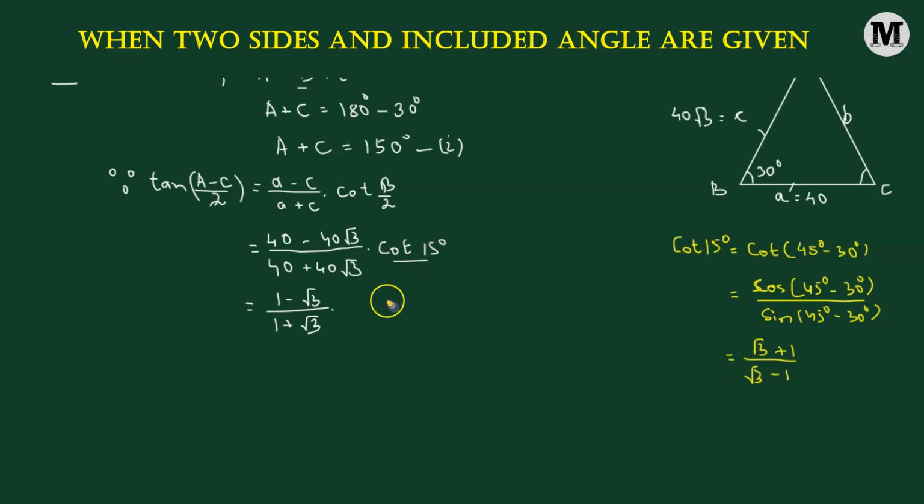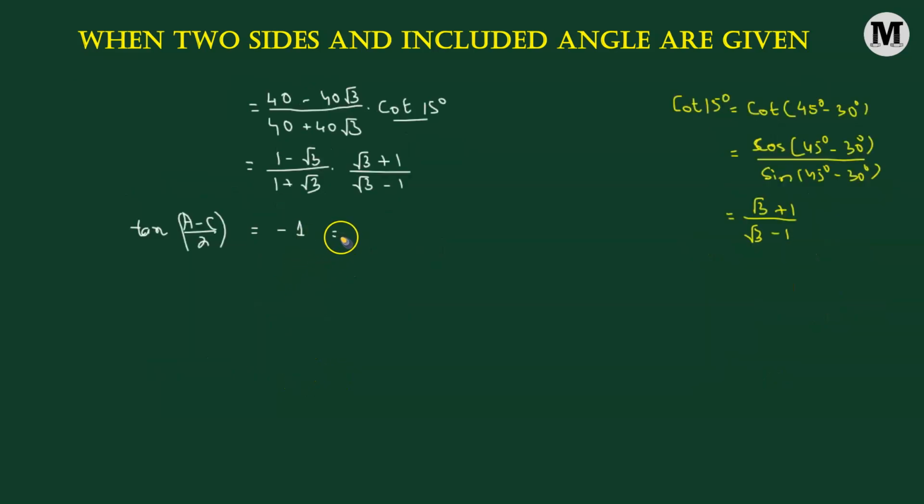So let's substitute in place of cotangent 15 degrees: we have square root of 3 added to 1 divided by square root of 3 minus 1. Now we can factor out, but this is going to leave us with a factor of negative 1, which means that we have obtained tangent of (A minus C) over 2 comes out to be equal to negative 1.